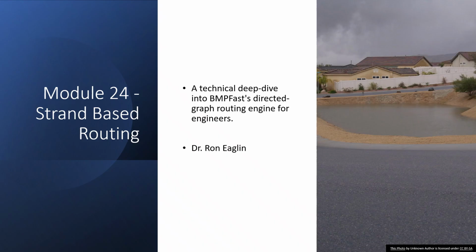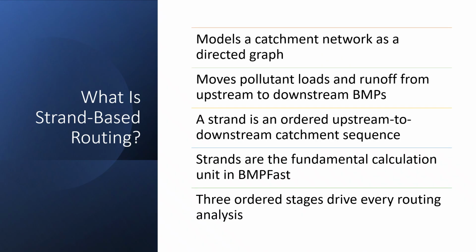By the end, you'll have a solid understanding of how each software class contributes to the system and how overall efficiency is computed. Strand-based routing is the core hydraulic and water quality engine inside BMPFast. The network itself is represented as a directed graph, where each catchment node points to the next downstream catchment through what's called the to-ID property. This structure allows the software to trace flow paths from any starting point all the way down to an outlet.